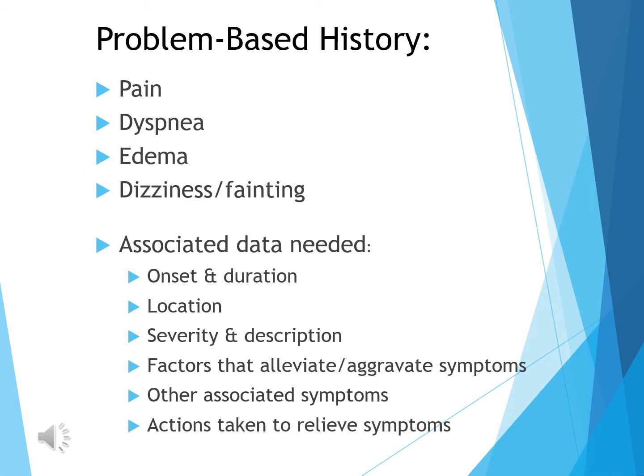We also want to take a good problem-based history, looking at pain, dyspnea, edema, dizziness, and fatigue. The associated data with that would include onset and duration. When did it occur? How long did it last? The location of the pain. Describe the pain and how severe it is on a scale of 0 to 10. What factors alleviate the symptoms, or what factors aggravate the symptom? Any other signs and symptoms associated with that, such as nausea and vomiting. And also we want to look at what action they took to relieve the symptoms.